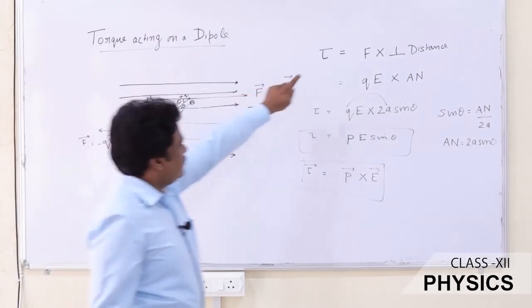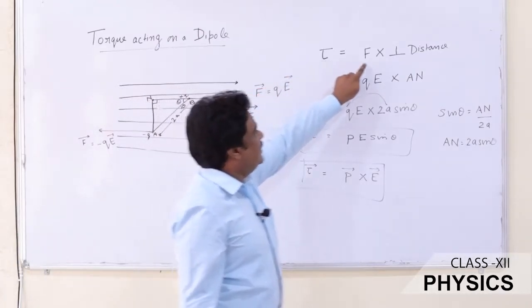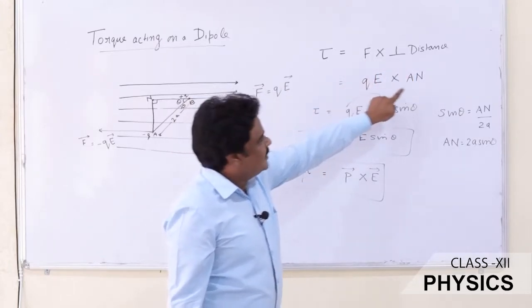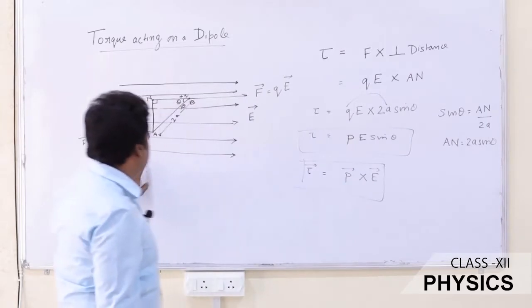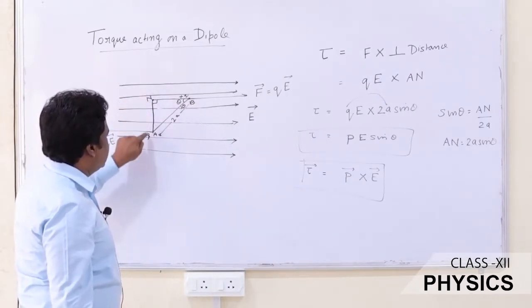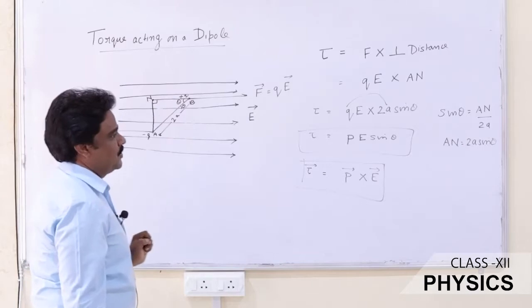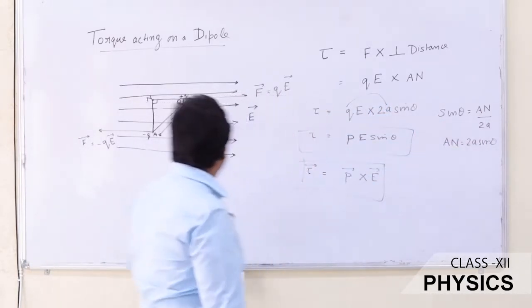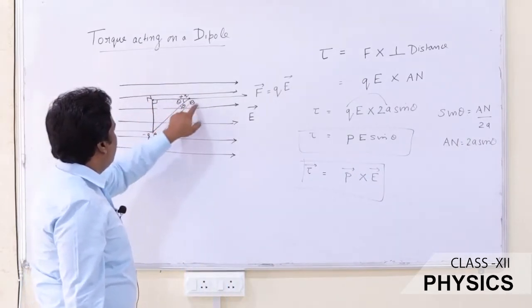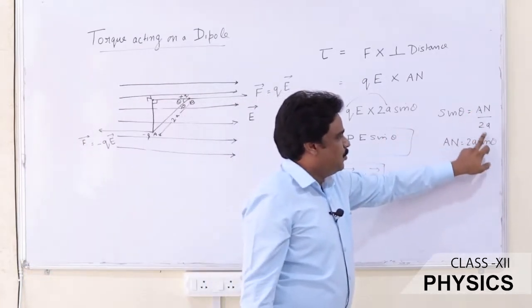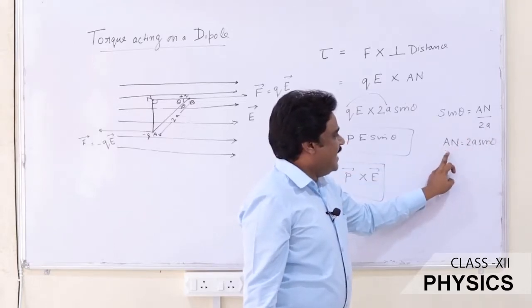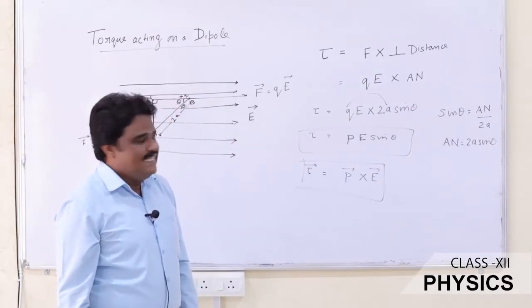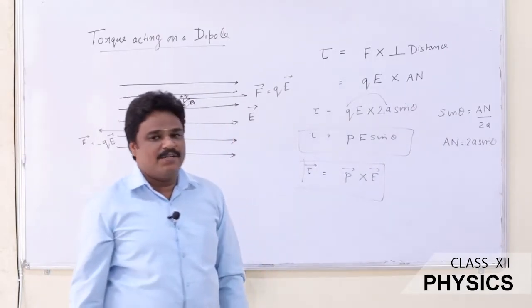Once again, what is the formula for torque? It is force into perpendicular distance. Force, I am writing as QE. What is the perpendicular distance? It is obtained from construction, that is AN represents the perpendicular distance between the lines of action of the forces. From trigonometry, in the right triangle ANB, sine theta is AN by 2A, that is the length of the dipole. This implies AN is equal to 2A sine theta. Put it back, tau comes to be P E sine theta, and in vector form it is P cross E.